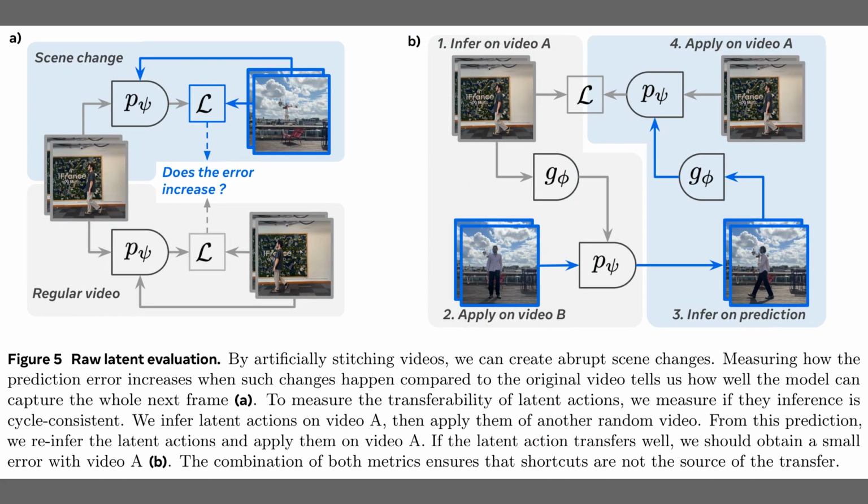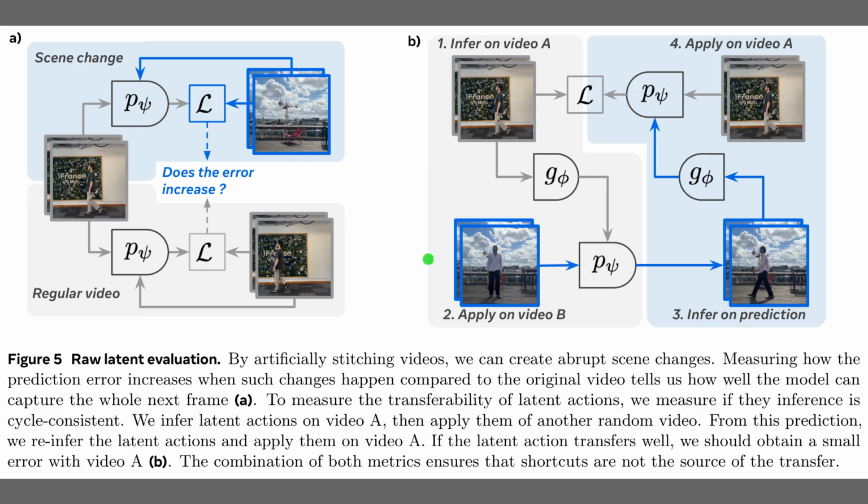Alright, Figure 4 showed the model's work, so Figure 5 details how the authors verify they aren't just cheating. Panel A on the left illustrates the scene change test, where they artificially splice two unrelated videos. If the latent variable were simply copying the future frame's pixels, the model would easily predict this sudden jump. However, a real action model fails to explain the sudden cut, which confirms it is learning dynamics.